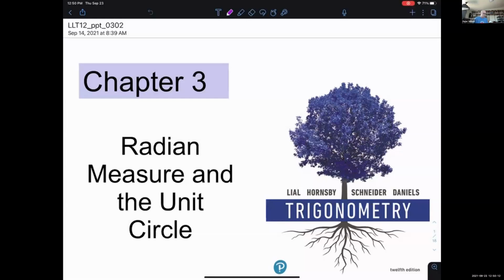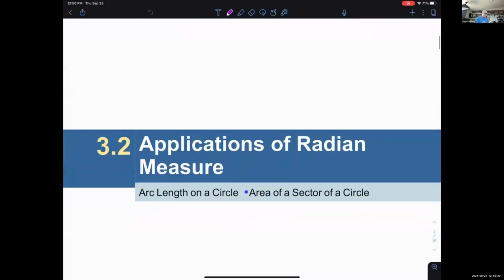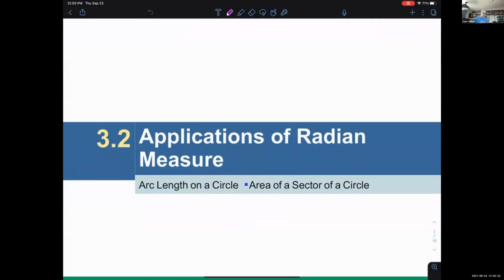Chapter 3, Radian Measure and the Unit Circle. We are now going to look at 3.2, applications of radian measure. In 3.1, we introduced radian measurements. And now in 3.2, we are going to look at how this definition allows us to consider real-world applications, and that translates to word problems.